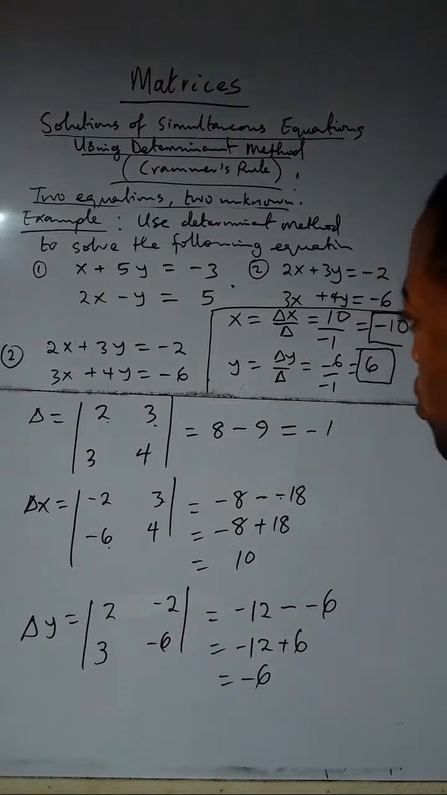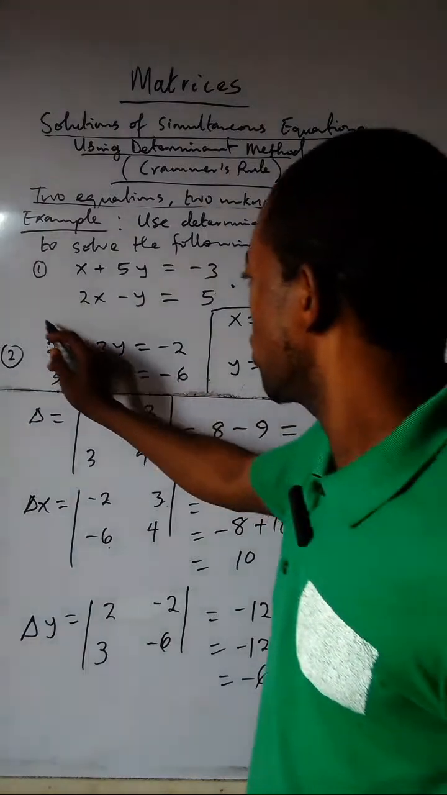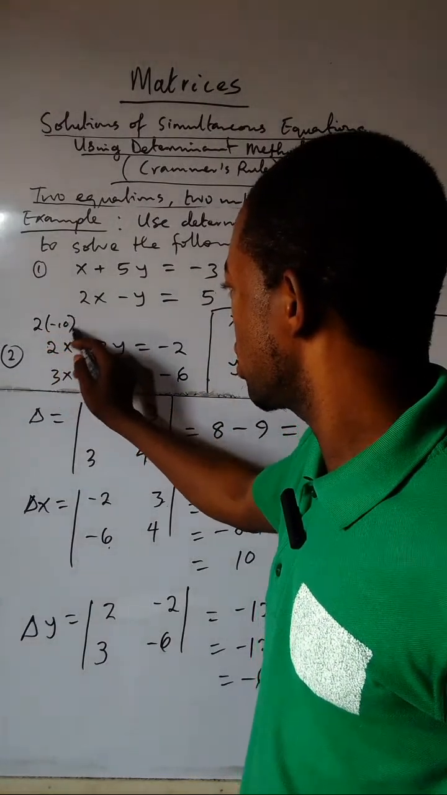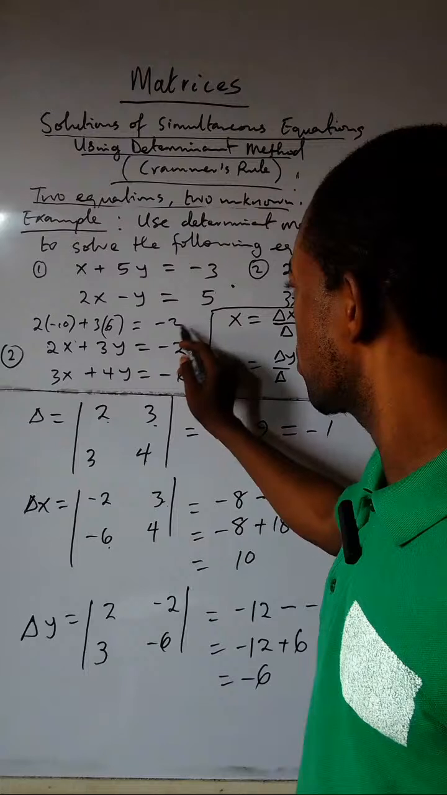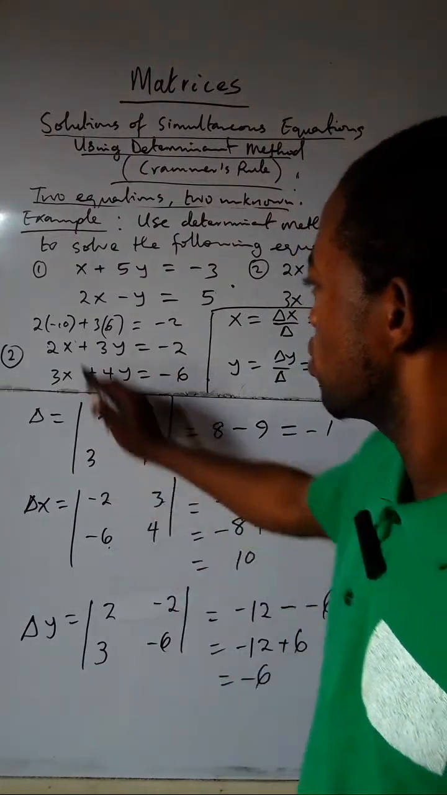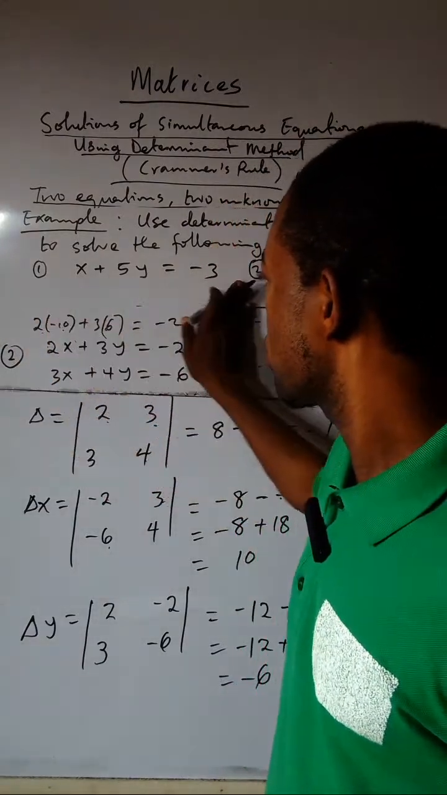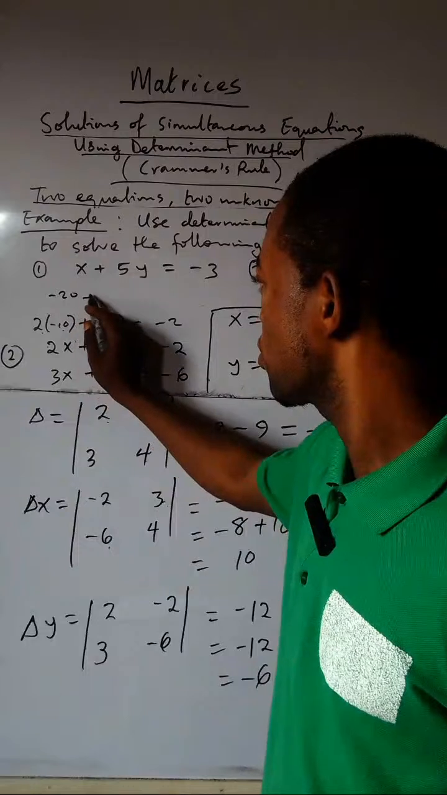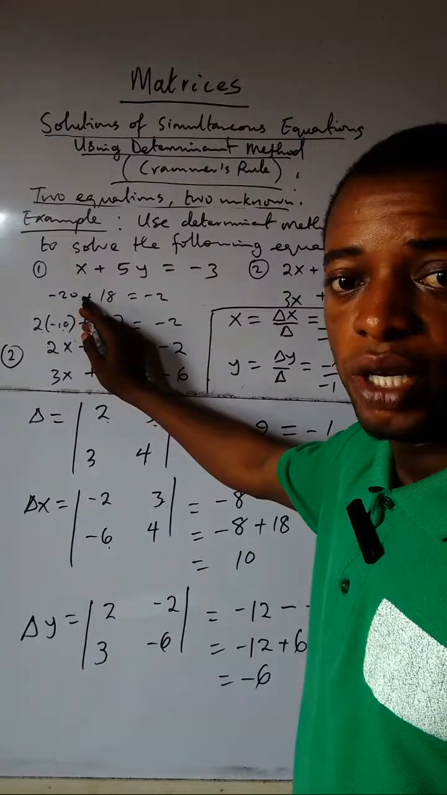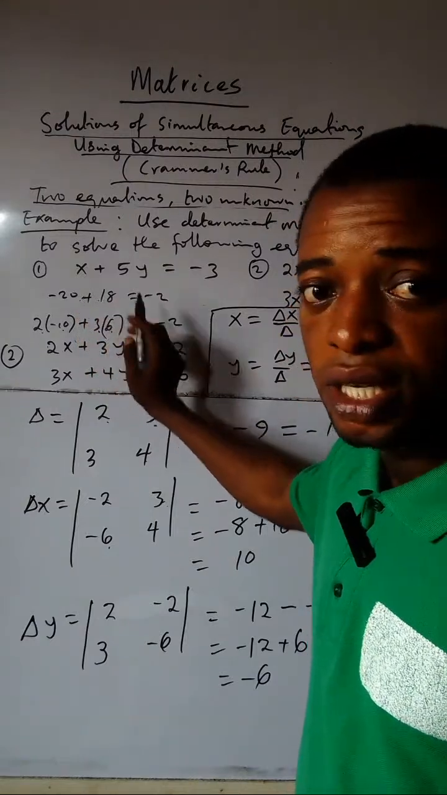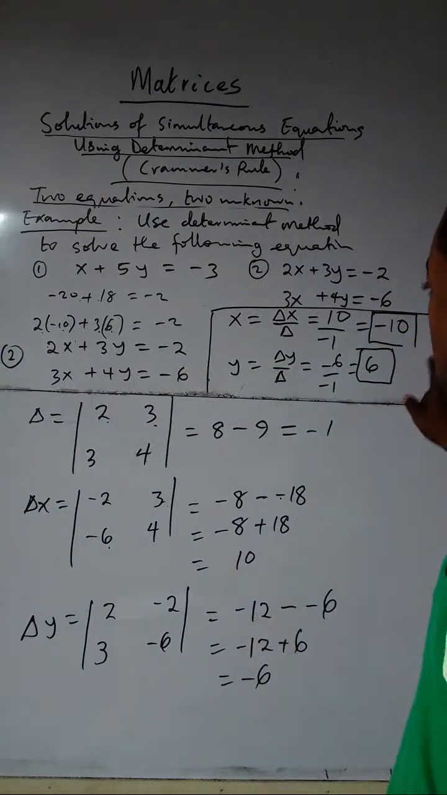Now we can check and put this in one of the equations here. When x equals minus 10, what we have becomes 2 times minus 10 here, then plus 3 times y, 3 times 6, should be minus 2 from here. And when we look at this, 2 times minus 10, that's minus 20, then plus 3 times 6 here, that's 18, is equal to minus 2, of course. Minus 20 plus 18, that's minus 2. So therefore, we conclude that x equals minus 10 and y equals 6.